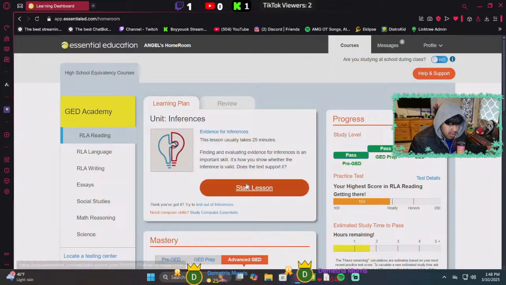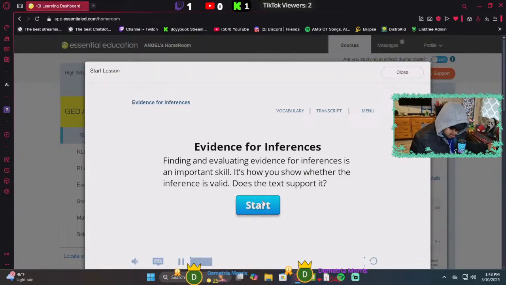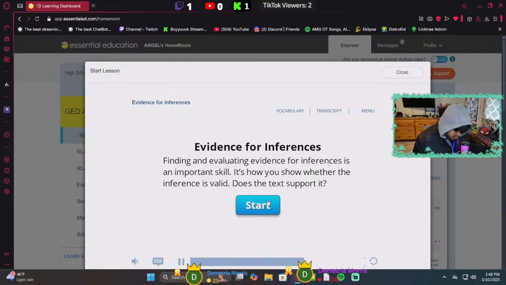After 3 years of night shifts at the Galactic Museum of Unnatural History. Hey, are you ready to start learning about evidence for inferences? Finding and evaluating evidence for inferences is an important skill. It's how you show whether the inference is valid. Does the text support it? Yes.